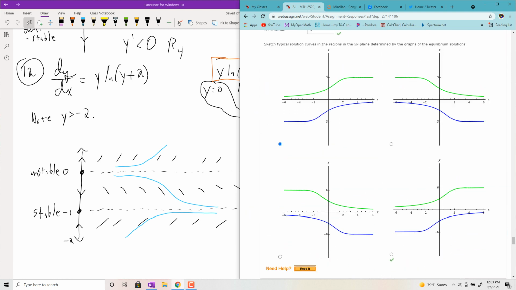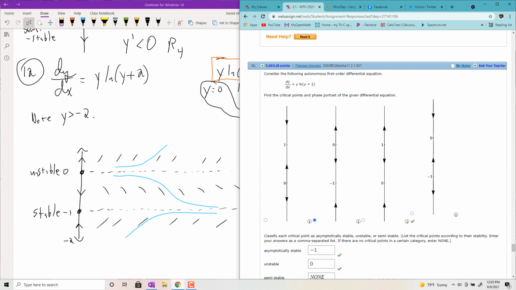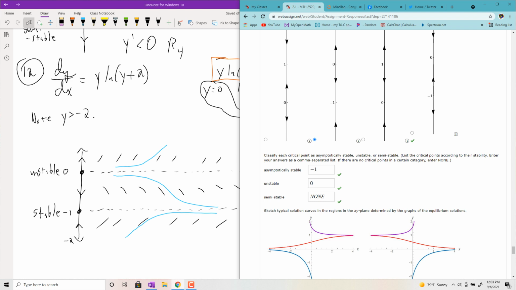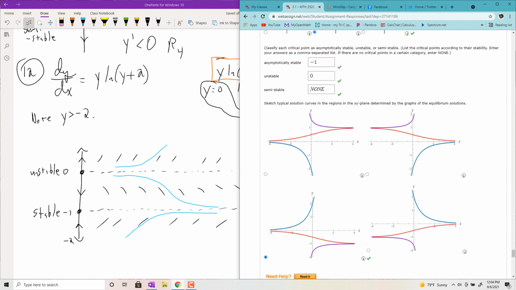Which number is this? 12. Yeah, so first they want the phase portrait, and you can see I got the phase portrait here. And then they want you to list the types of critical points. So -1, again, they call it asymptotically stable, and then 0 is unstable. And then there aren't any semi-stable, so you just type in NONE in capital letters.